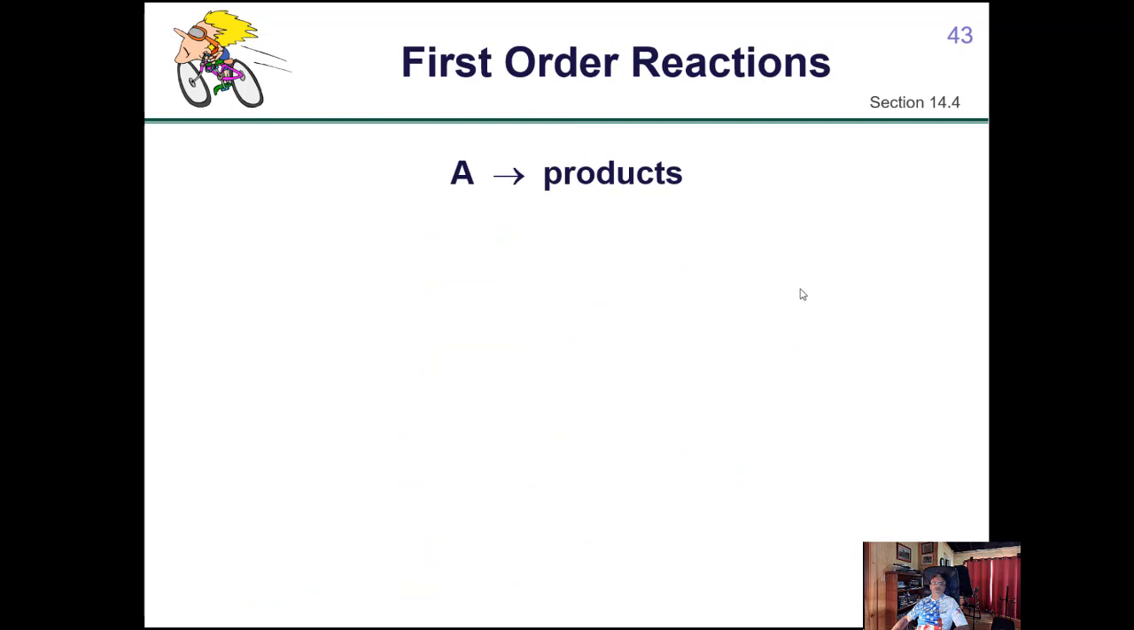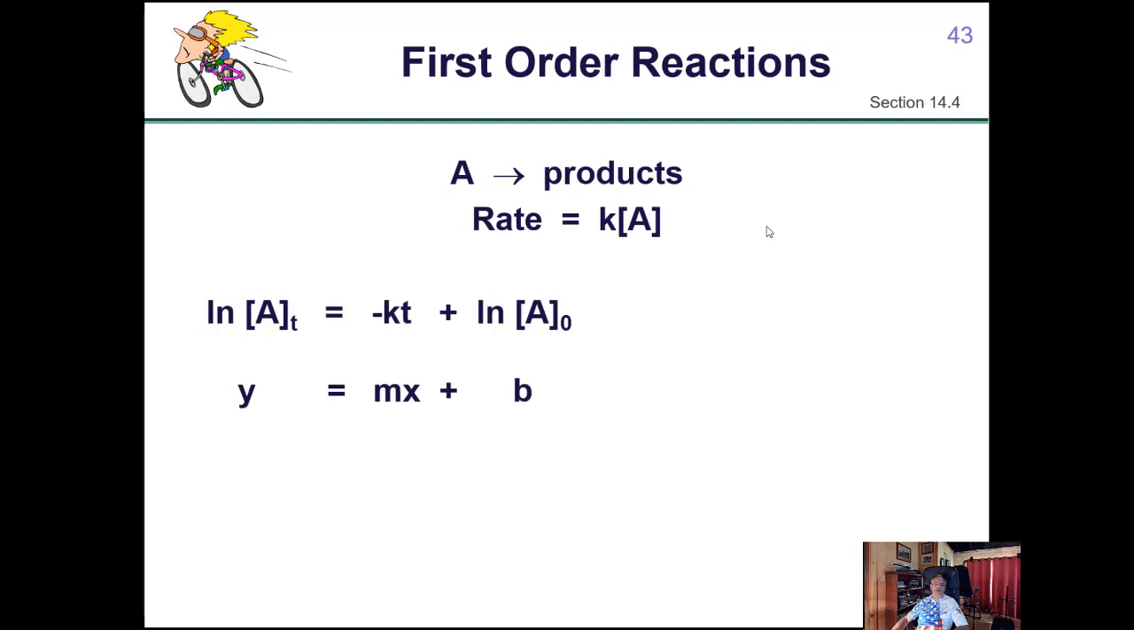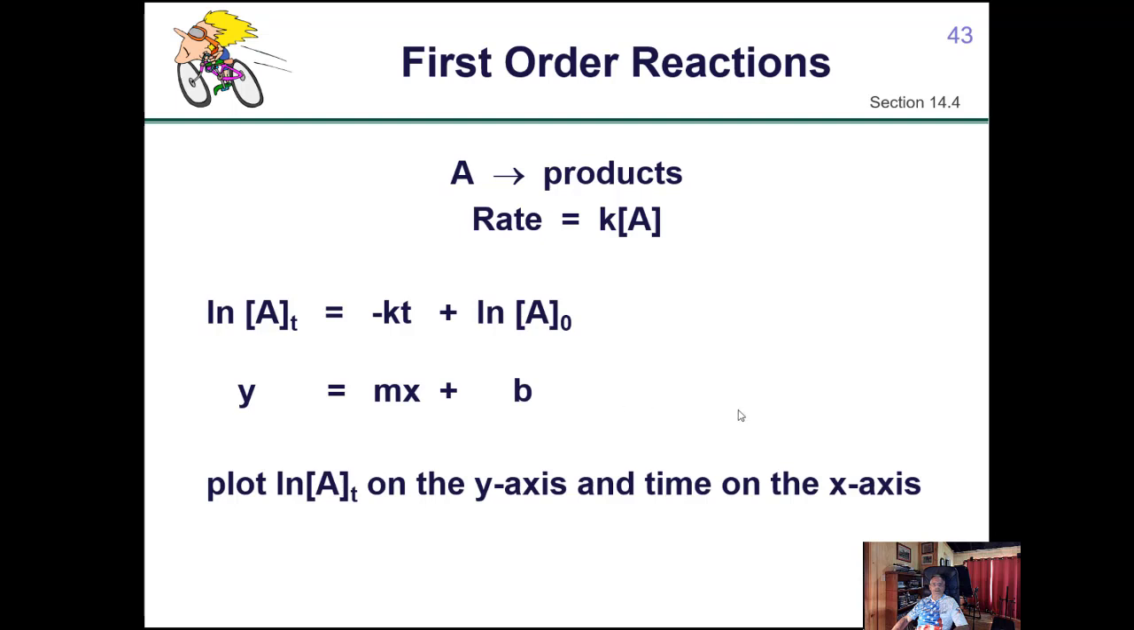So first order reactions, as I said, there are lots of them. Here is the rate law for a first order reaction. We integrate it as I just described, which gives us the equation for a straight line, y equals mx plus b, where the negative of the rate constant is the slope of the line. You know how to determine the slope.